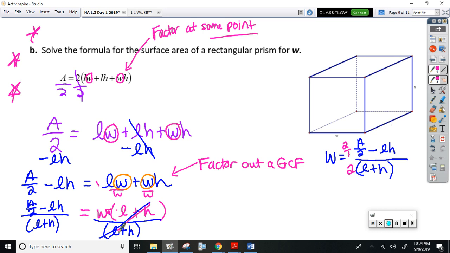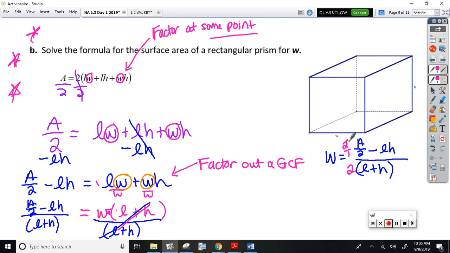So all I did from here was copy that over there, I flipped it around, so we have W on the left, A over 2 minus LH over L plus H. That's basically your answer, it's just not simplified. Because we can't have this 2 in the bottom, that's the only problem. So I'm multiplying the top by 2 and the bottom by 2.